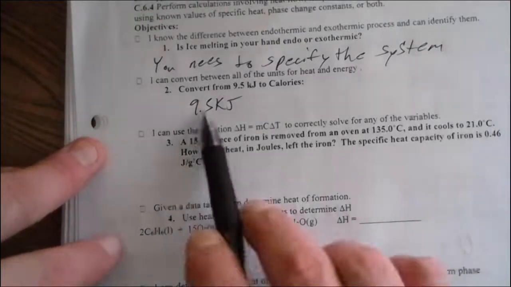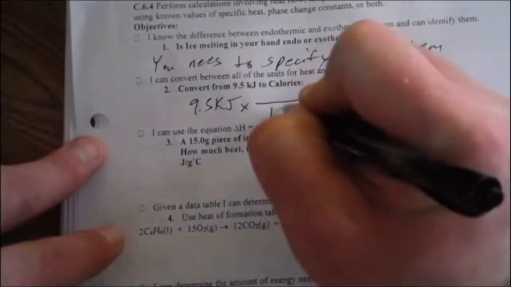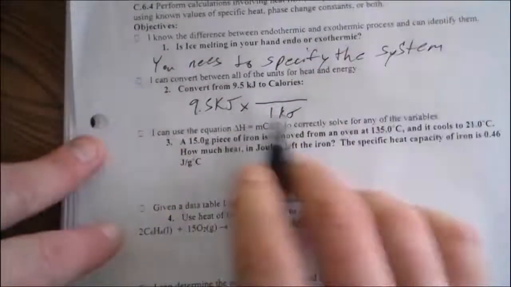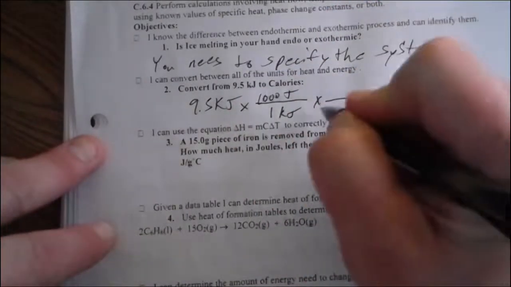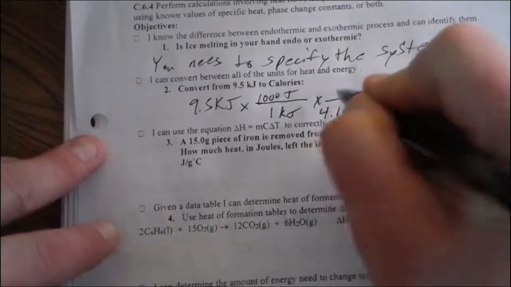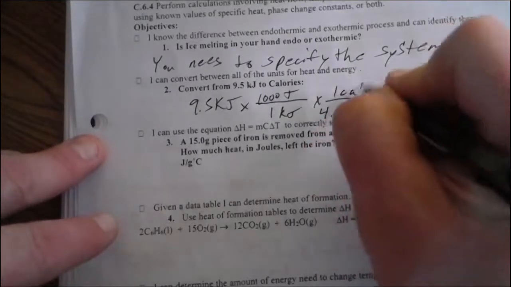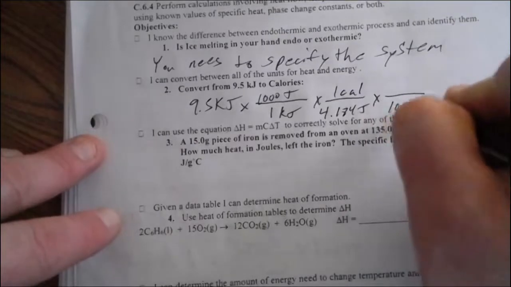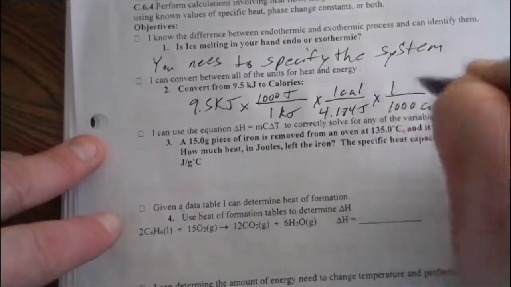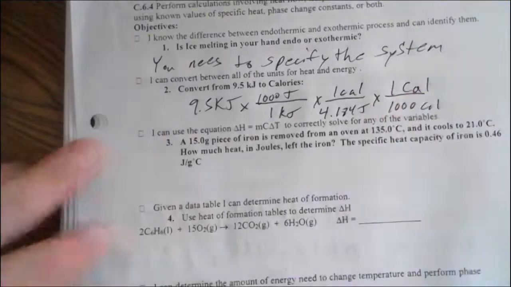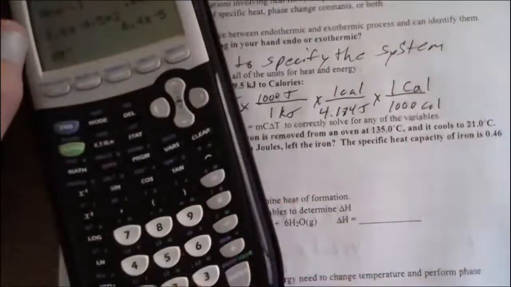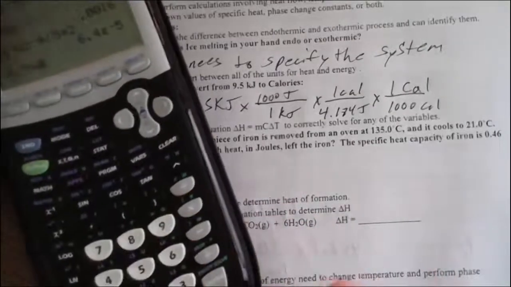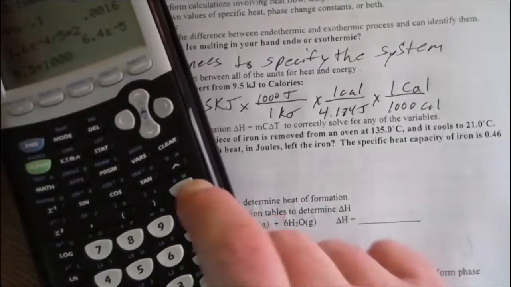So we start with 9.5 kilojoules. What has to go on the bottom? It's always the same thing that's up here. Every 1 kilojoule is 1,000 joules. 4.184 joules is 1 lowercase calorie, and 1,000 calories is 1 kilocalorie. Remember, the kilocalorie is just the uppercase calorie because Americans don't use the metric system. They decided to just uppercase it.